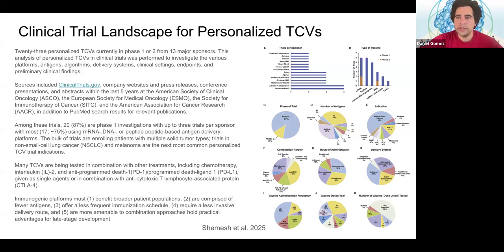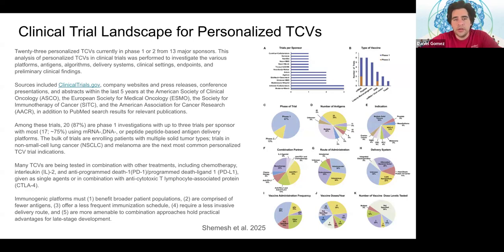In the clinical trial landscape for personalized TCVs, we have 23 personalized TCVs currently in phase 1 or phase 2 from 13 major sponsors, such as Genentech and Roche and other major biotechnology companies. This analysis of personalized TCVs in clinical trials was performed to investigate the various platforms, antigens, algorithms, delivery systems, clinical settings, endpoints, and primary clinical findings.